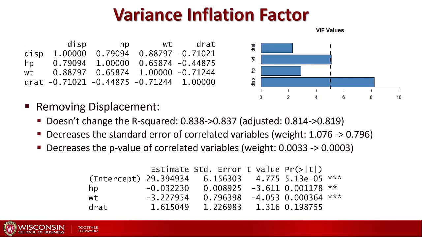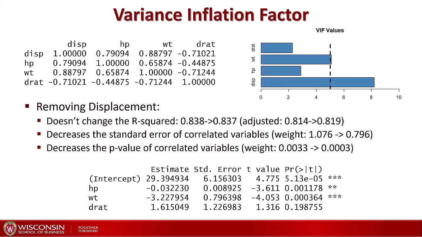Then we decide to look at the variance inflation factor for each of the variables, which is represented here on the top right. We find that for displacement, there is a very strong inflation factor. And if we look at the correlation matrix on the left, we find that indeed displacement is heavily correlated with each of the variables. It has a correlation of 79% with horsepower, a correlation of almost 90% with the weight, and a negative correlation, but with a strong magnitude, of minus 0.71 with the rear axle ratio. So we might decide to remove displacement.